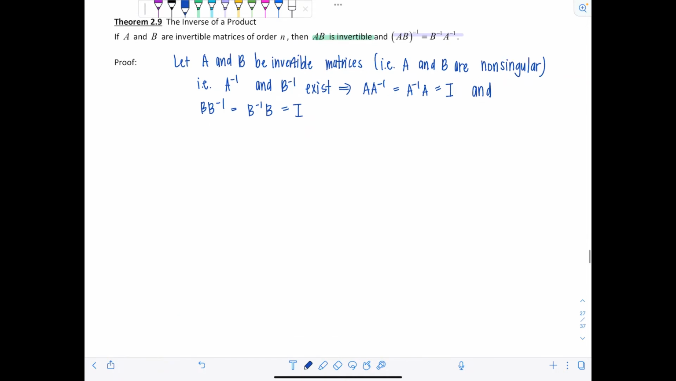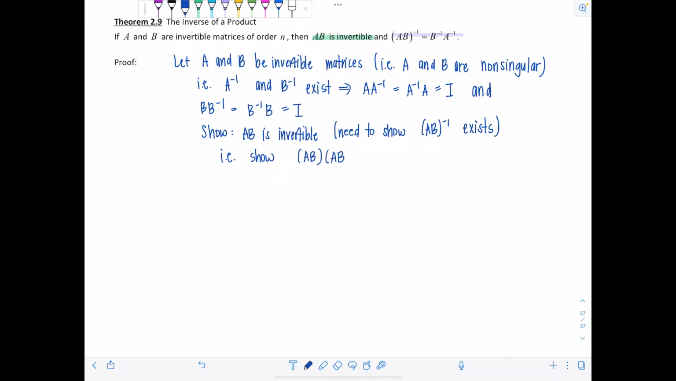So let's come up with a little game plan. We have to show that AB is invertible, so I need to show that the inverse of AB exists. And to do that, I need to show that AB times (AB) inverse is equal to (AB) inverse times AB, and that would give me the identity matrix of order n. Okay? Well, let's see how you would go about doing it.